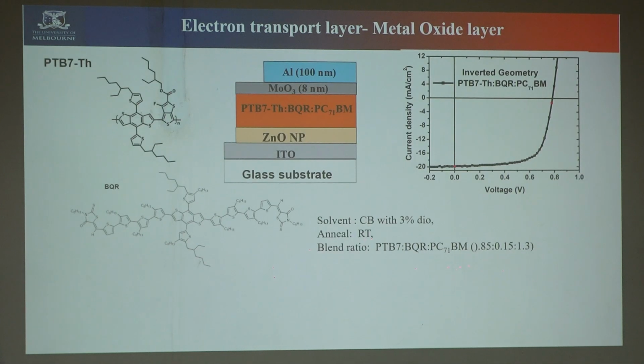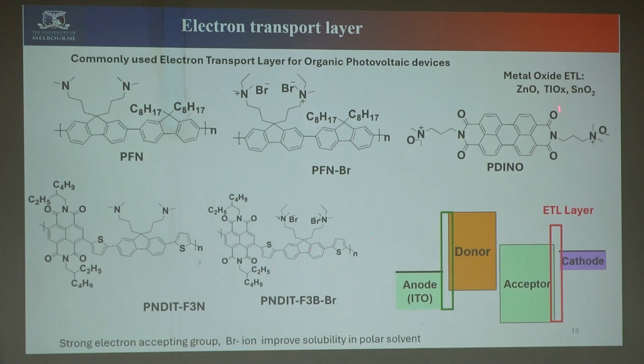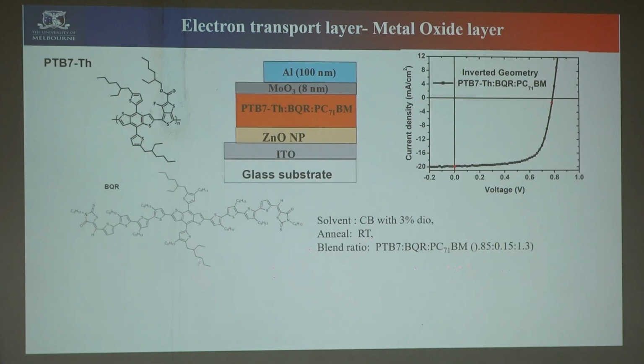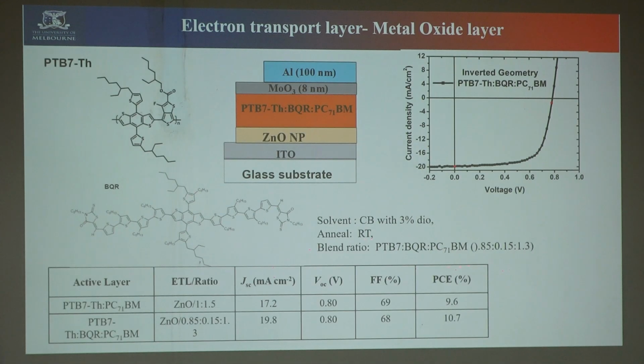So we will see some examples. As I said, this one is the metal oxide one, and zinc oxide is first. In this one we have used PTB7 as an active layer and PC71BM in the inverted device. We can see that this gives an efficiency of 9.6%. Even the fill factor goes high.